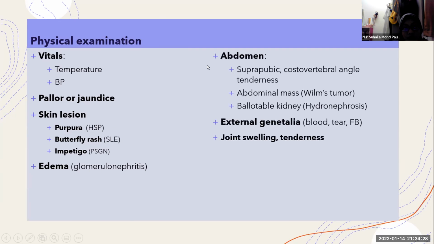Also, we do abdominal examination to see any pain, suprapubic pain in UTI, and costovertebral angle tenderness in pyelonephritis. We need to also check for abdominal mass in tumor and ballotable kidney in hydronephrosis. Don't forget to check the external genitalia because we need to see any tear, blood, or foreign body in the genitalia, and also check the joints for swelling and tenderness.